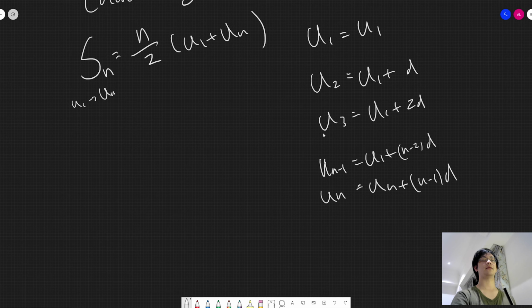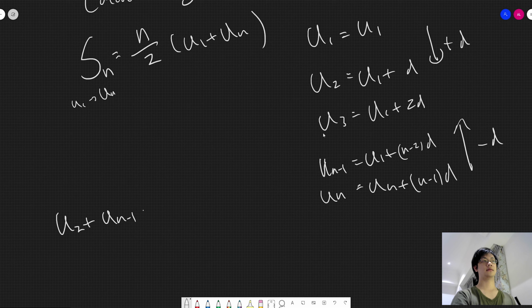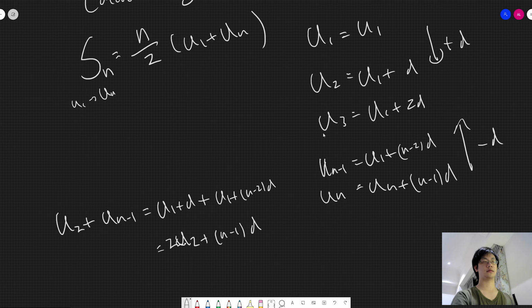You notice that when we're going from un down, we're always subtracting d, and when we're going up, we're always adding d. Therefore, if we have u2 plus un-1, that will be u1 plus d plus u1 plus (n minus 2)d. So this goes to 2u1 plus (n minus 1)d, and that is u1 plus un. If you take a look at it, u1 plus u1 and (n minus 1)d here.